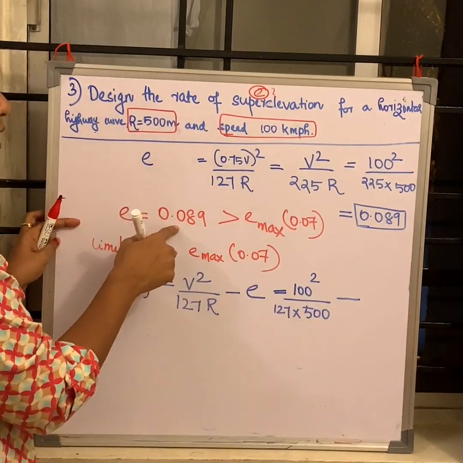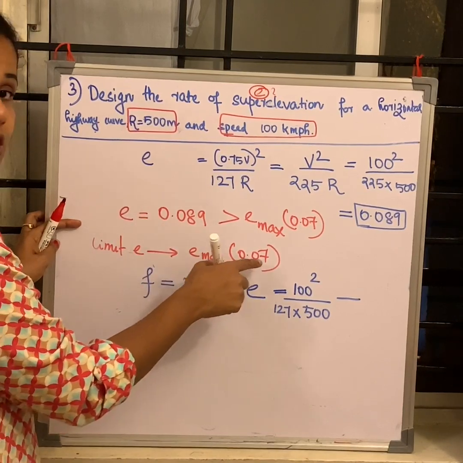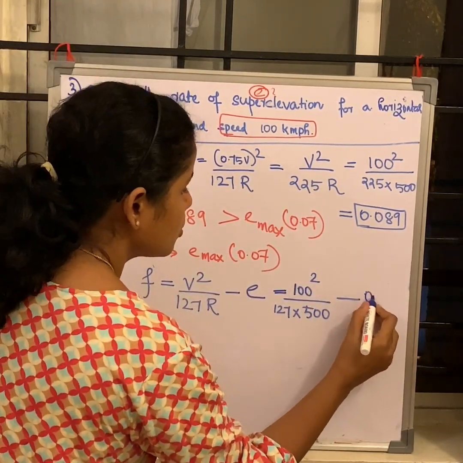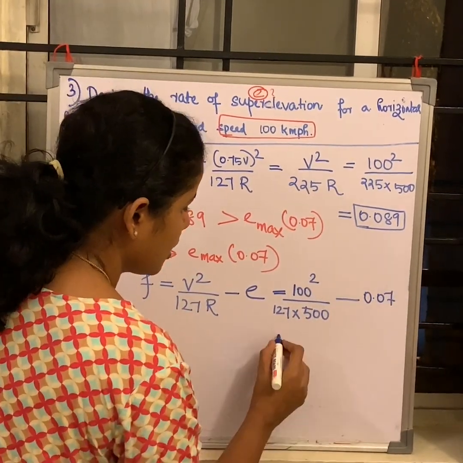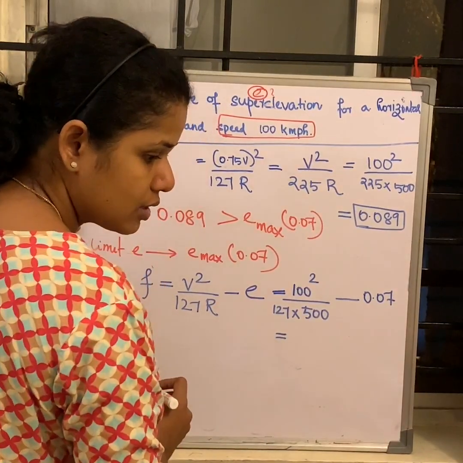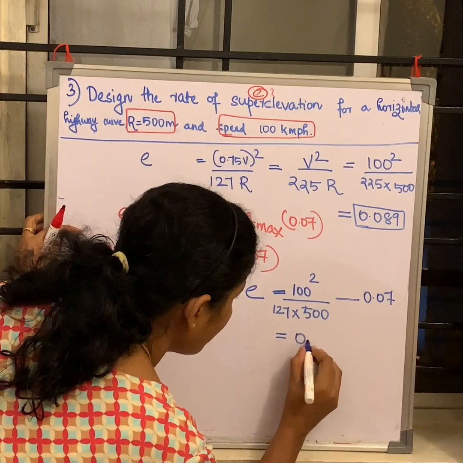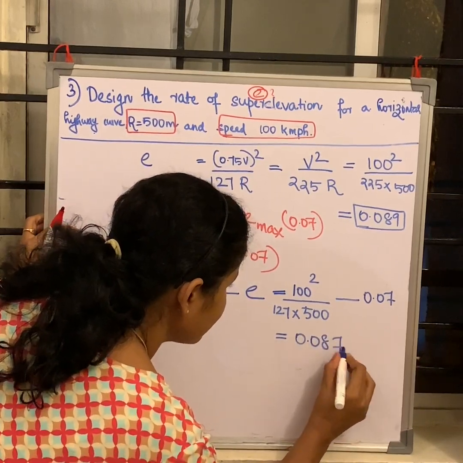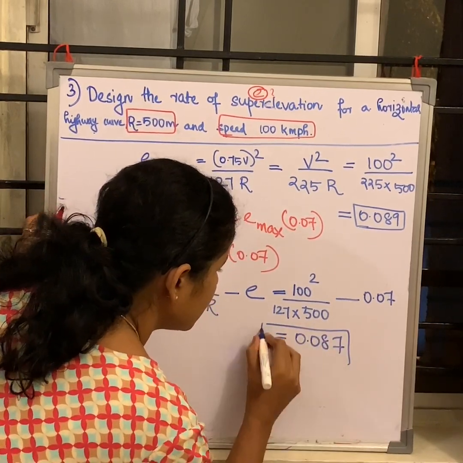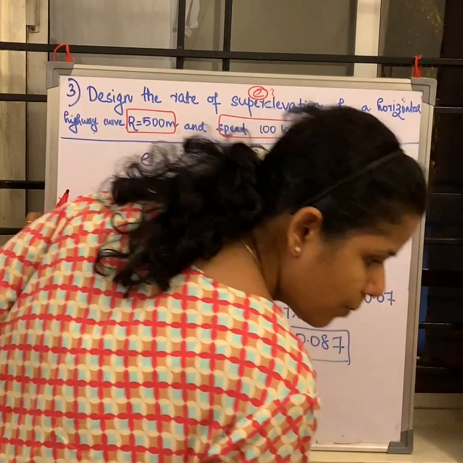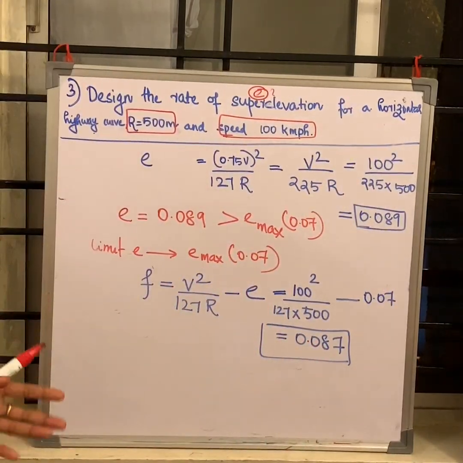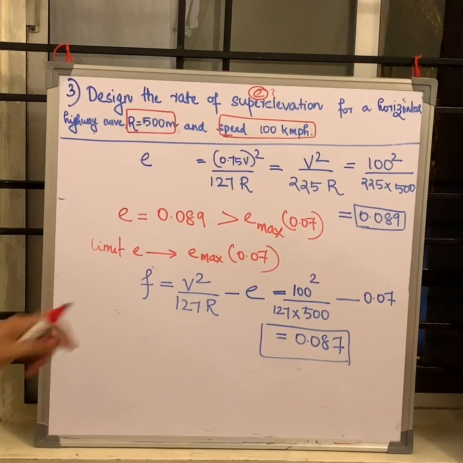Now directly substitute. V² is 100 squared, divided by 127 into R, which is 500 meter, minus 0.07. Please understand, not the calculated value; we limited it to the maximum value, so I need to consider 0.07. If you solve this, you will get a value of 0.087. Friction is 0.087.